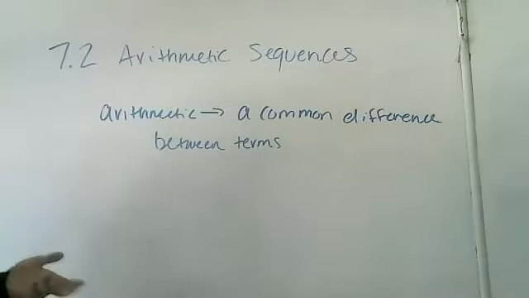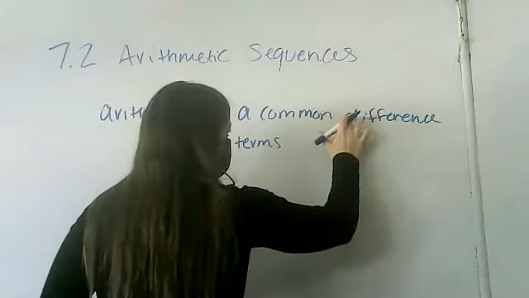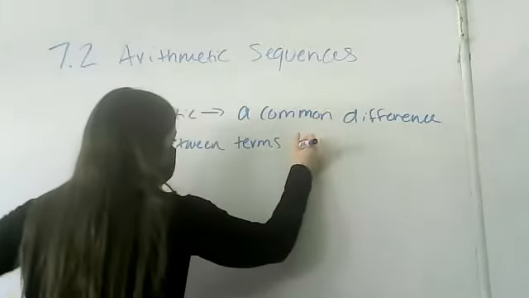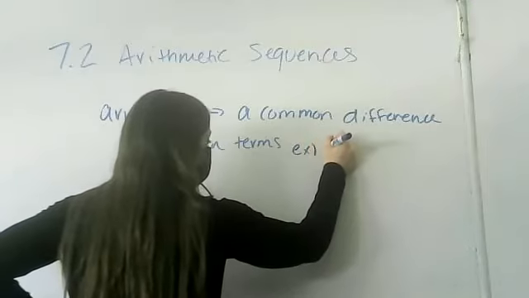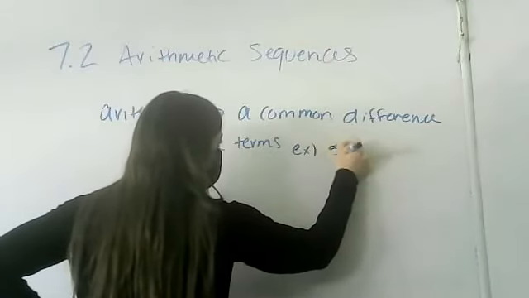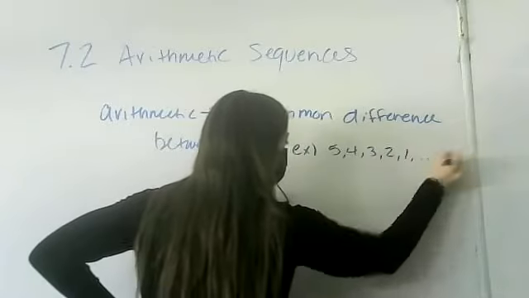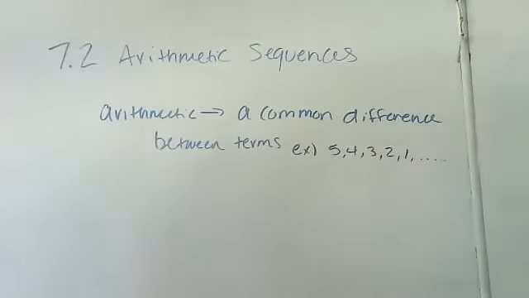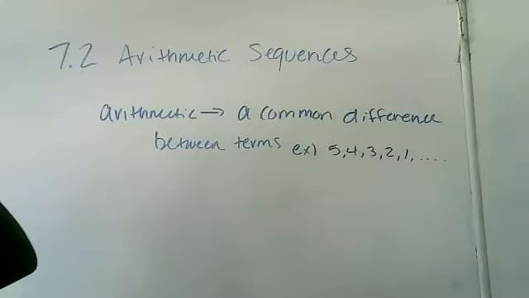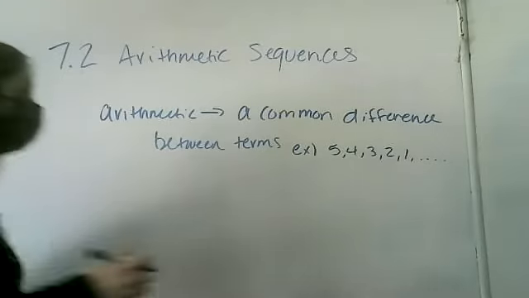going down by the same amount every single time. So I'm going to show you 2 quick examples of really obvious ones. The first one, 5, 4, 3, 2, 1, repeating. Am I going down by the same amount every time? Yes. We go down by 1 every single time, right? So that would be an arithmetic sequence.